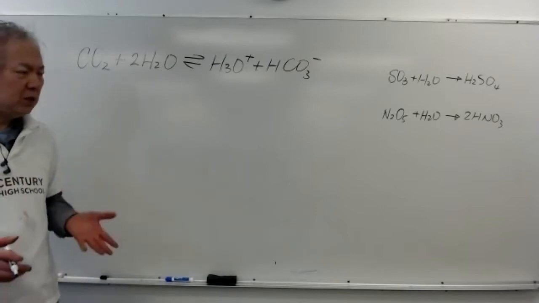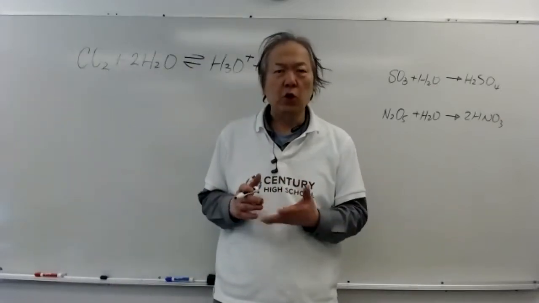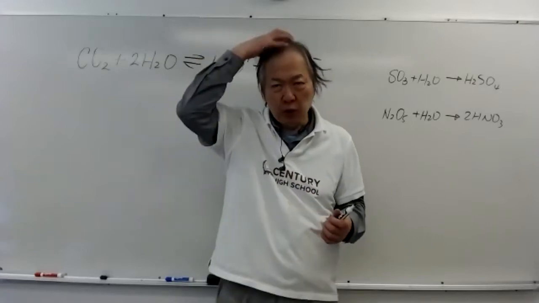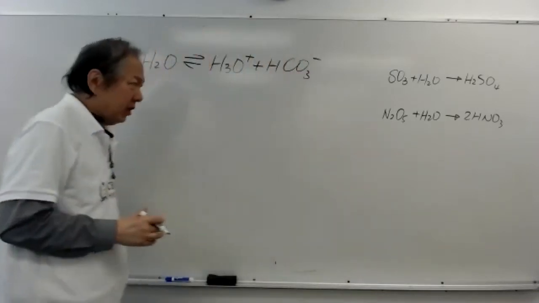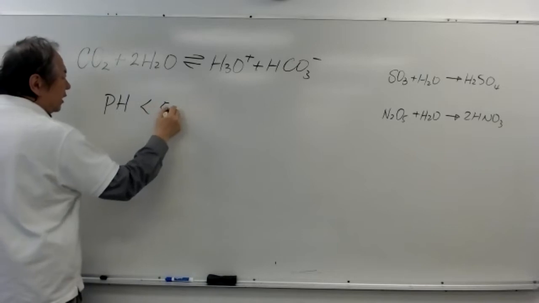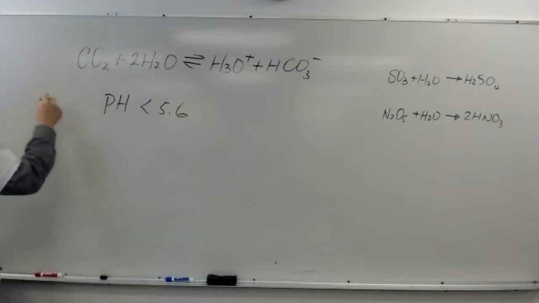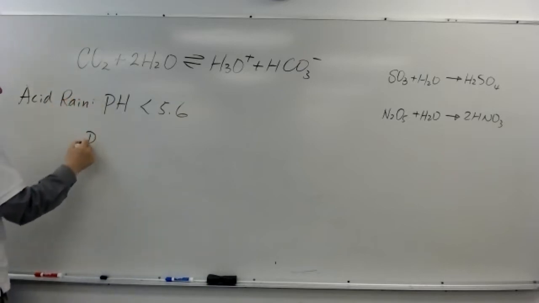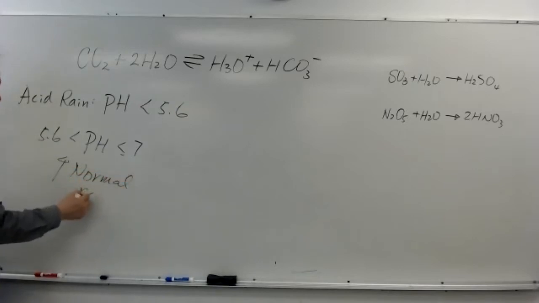So this tells you that if you go outside on rainy days, the water that comes to your head is kind of an acidic solution. It's a weak acid. We say any pH value smaller than 5.6, when it is too acidic, we call acid rain. If you have a pH smaller than 7 but bigger than 5.6, it's normal rain water.